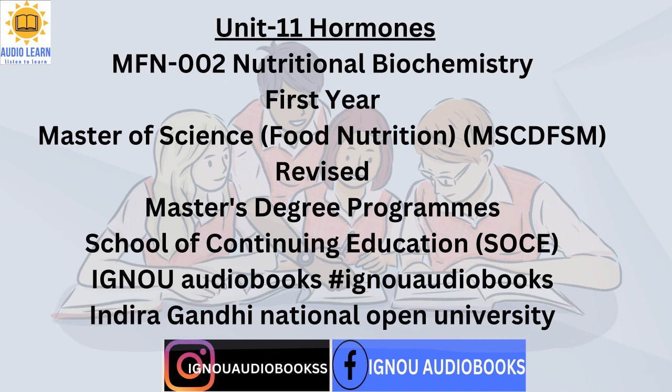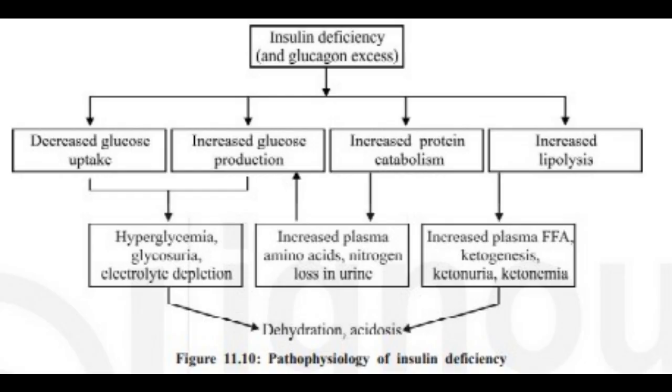The most prominent feature of diabetes mellitus is hyperglycemia, high blood sugar levels. This is due to decreased entry of glucose into cells, decreased utilization of glucose by various tissues, and increased production of glucose, gluconeogenesis, by the liver. Figure 11.10 depicts the pathophysiology of insulin deficiency. Thus, polyuria, polydipsia and weight loss in spite of adequate caloric intake are the major symptoms of insulin deficiency.